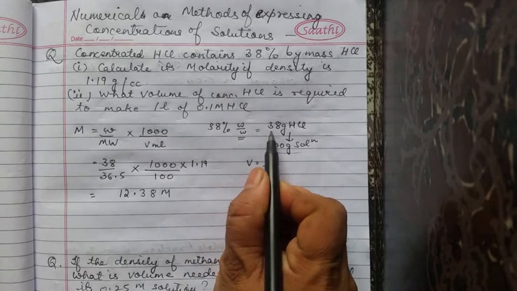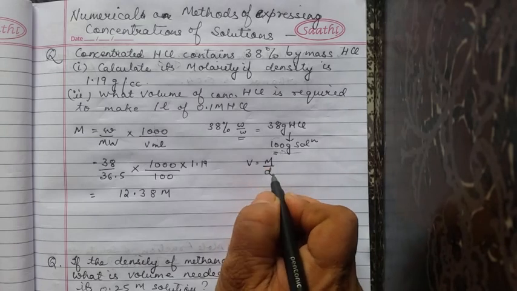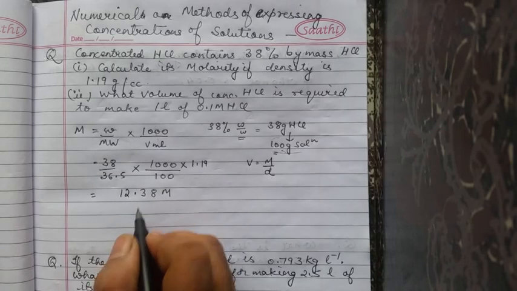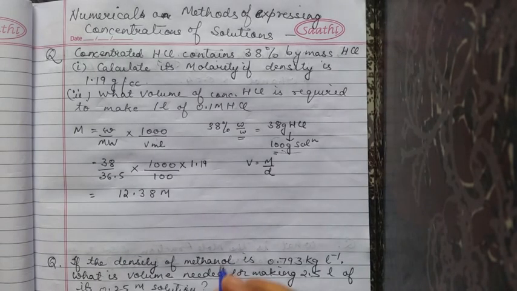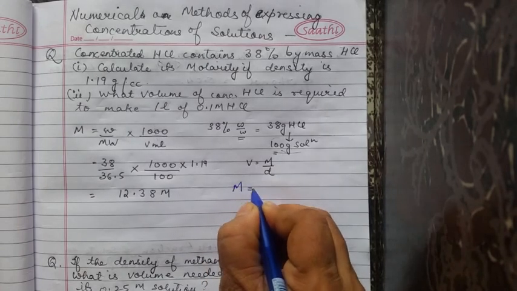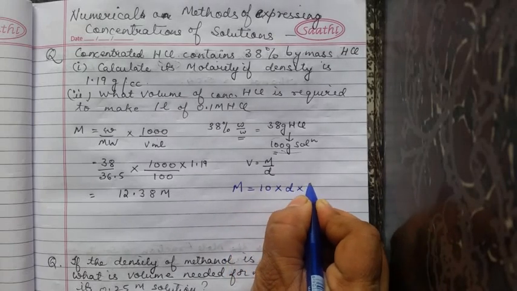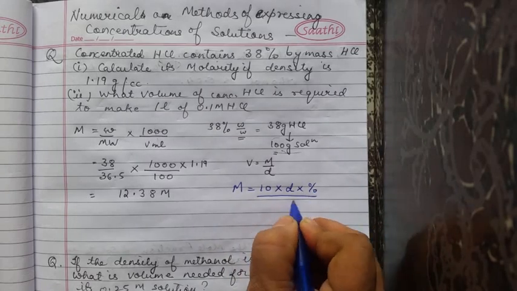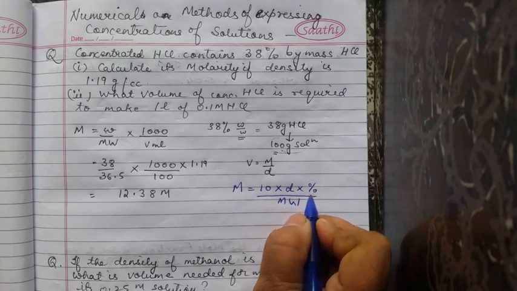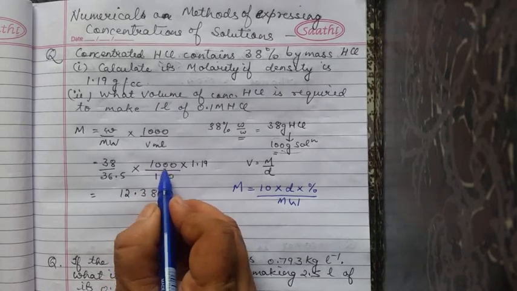Got it? So what we have done is, we first wrote the percentage, that 38 grams is present in 100 grams, and this mass we have divided by density to get the volume. Instead of this, children, you can use one shortcut also. Molarity is equal to 10 into density into percentage by molecular weight. In case you are given density, percentage, and molecular weight, you can simply use it; actually it is the simplified form of what we did.